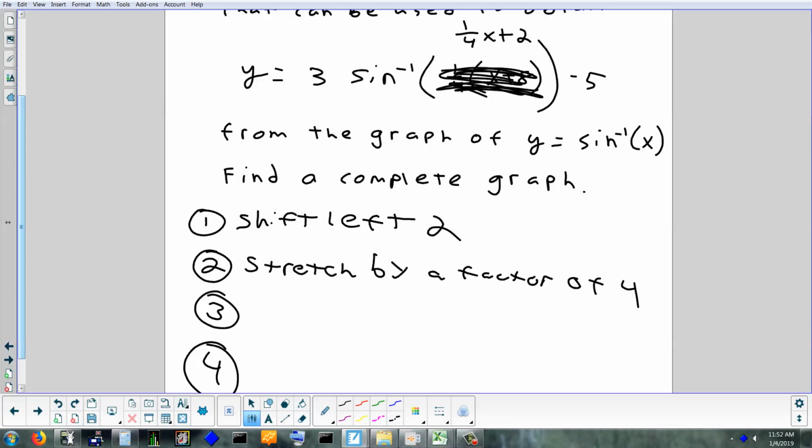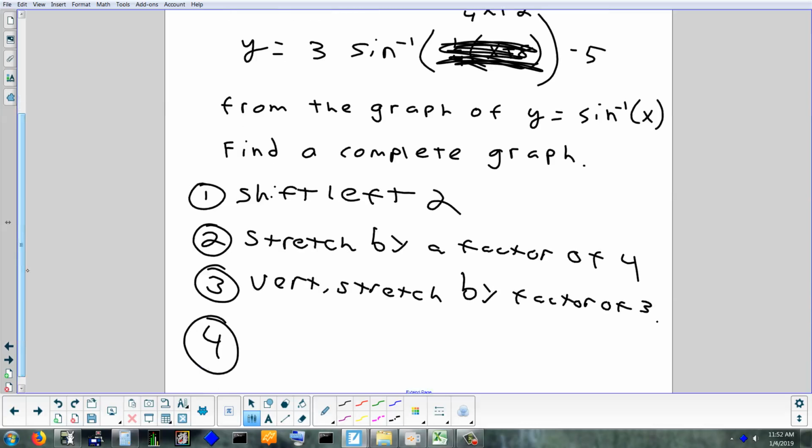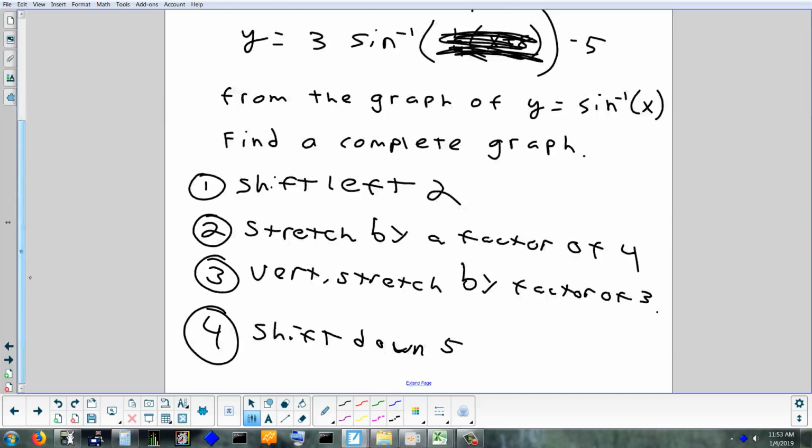The next thing, we've got the 3 on the outside. It's a vertical stretch by a factor of 3. And what about the last number? What's that going to do to my graph? Yep. Move it down 5. Yep, so shift down 5. So same kind of thing we've done with every function we've studied all year. Any questions on that?